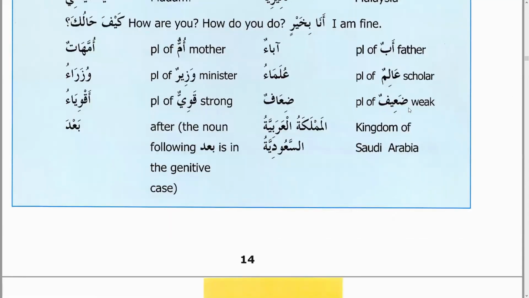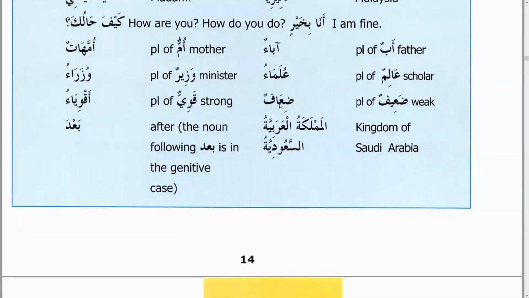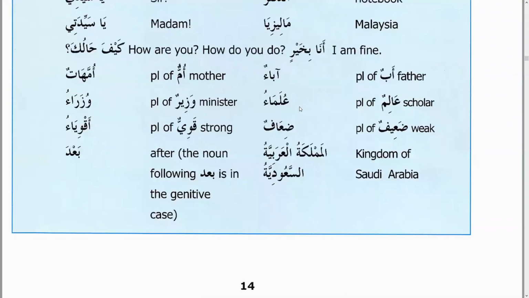Okay. Ad-Da'ifun, weak. The plural is Ad-Du'afa. Al-Mamlakatul Arabiyyatus Saudiyyah, this is the Kingdom of Saudi Arabia. That's it. Alhamdulillah, inshallah. We'll see you tomorrow with the 13th lesson, inshallah ta'ala.